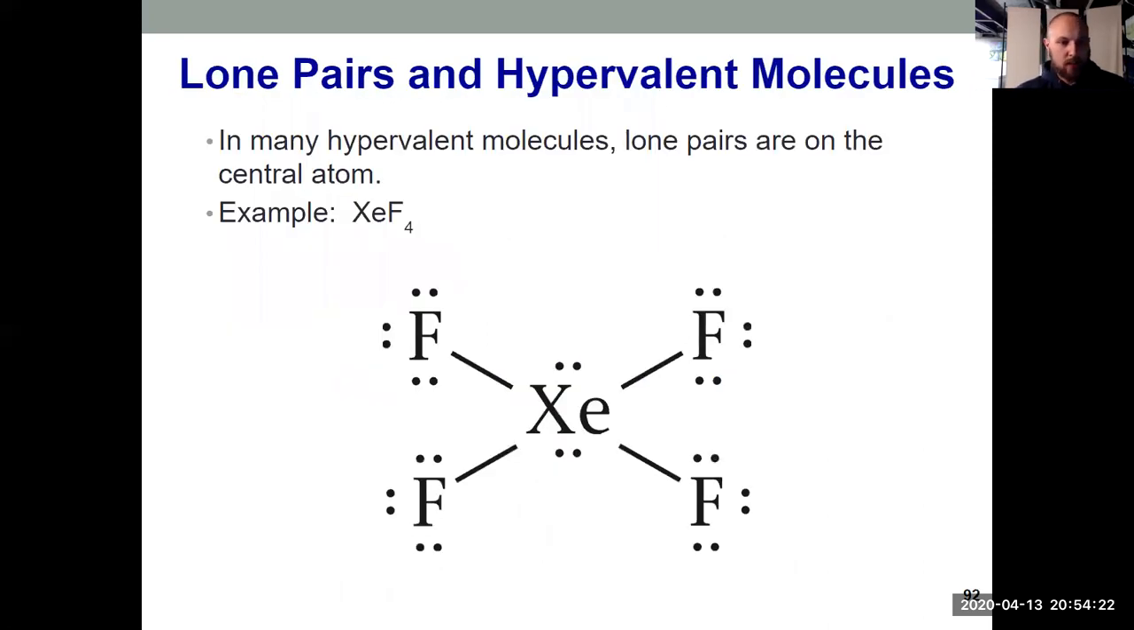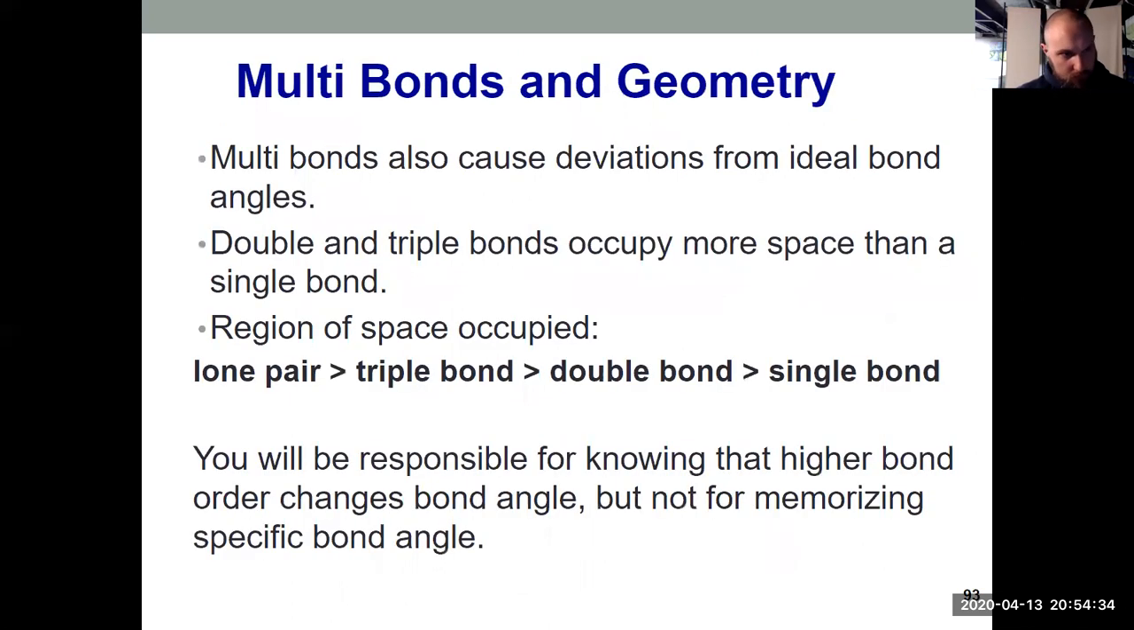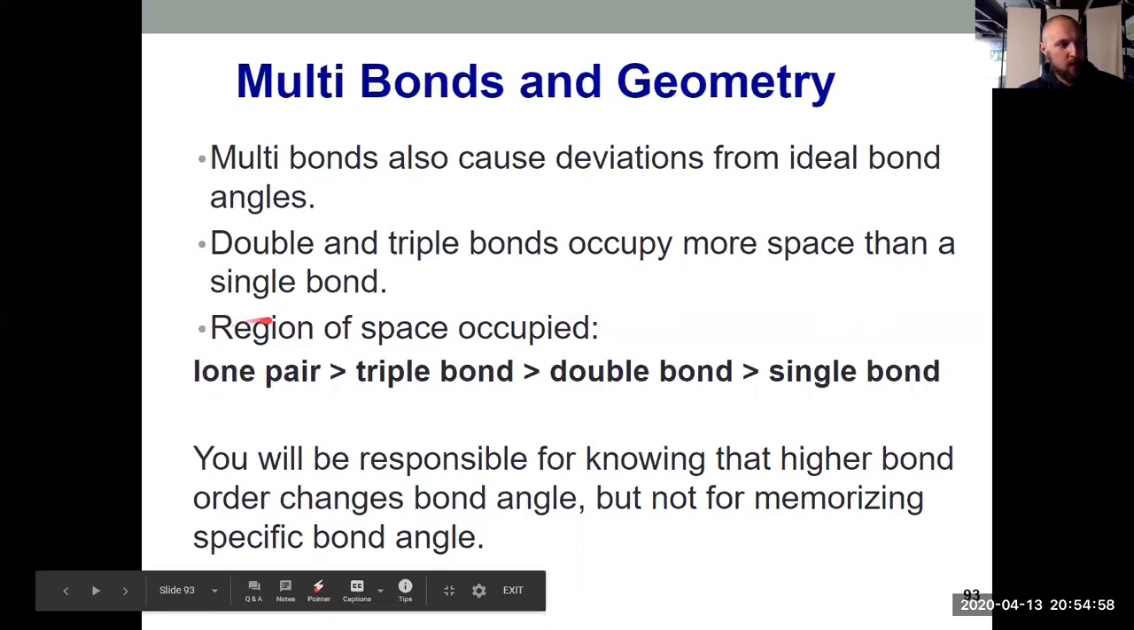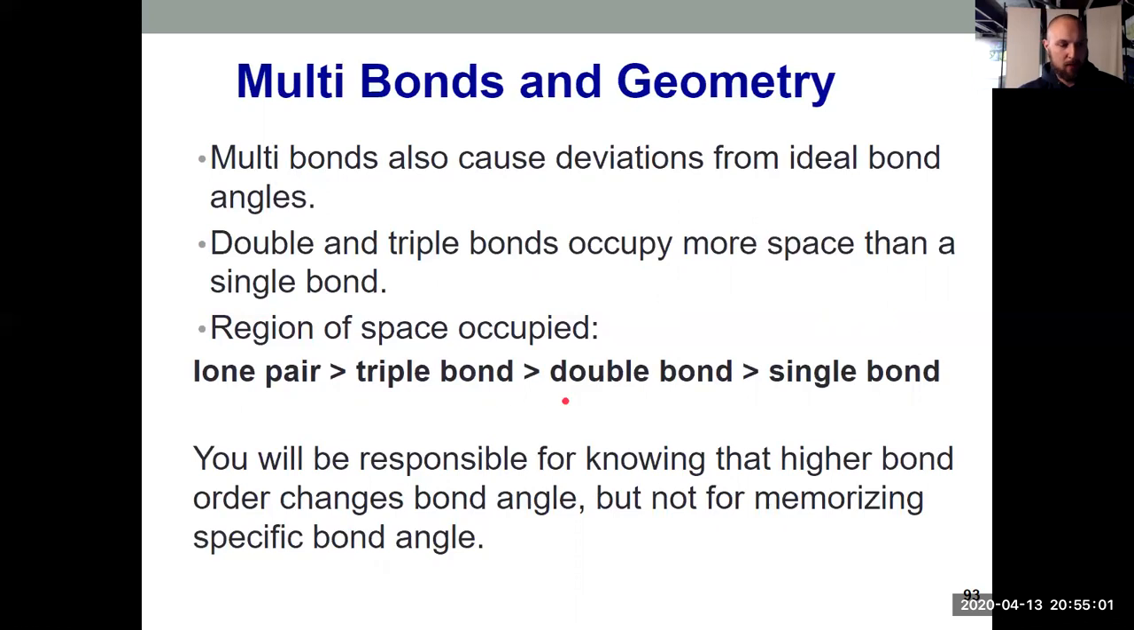And we've already talked about hypervalent molecules. Lone pairs are on the center atom, and that will affect our shape. Another thing that can affect our bond angle is if we have higher order bonds. Double bonds, which are made up of four electrons, and triple bonds made up of six electrons, more electron density occupies more space, and they repel more strongly than would a single bond. Not quite as strongly as a lone pair, but if we're thinking about forces of repulsion, a lone pair is highest, followed by a triple bond, followed by a double bond, and lastly, a single bond.